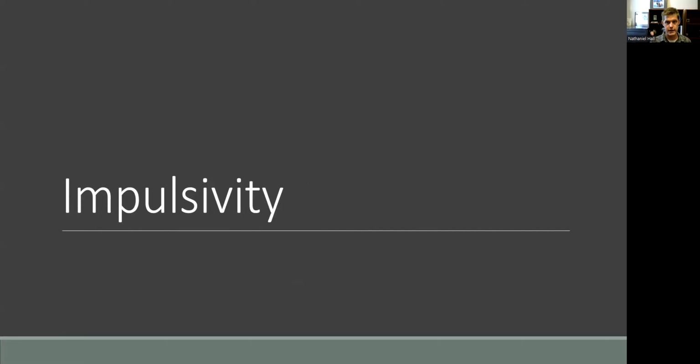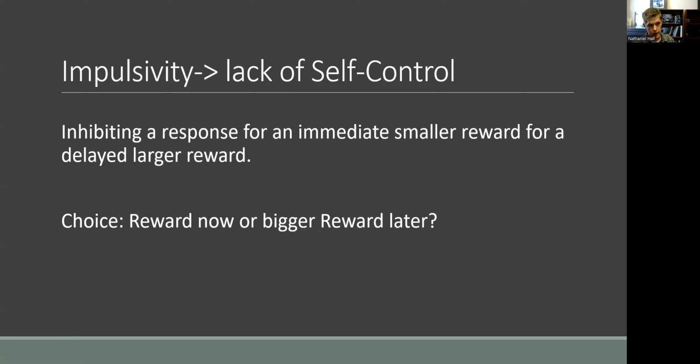Now I'm just going to swing straight on into impulsivity. So impulsivity basically is the lack of self-control. So what is that still? How do we define this behaviorally, like one of our objectives? I'm going to say this is the inhibition, or inhibiting a response, for an immediate smaller reward for a larger delayed reward. So your choice becomes reward now or bigger reward later. If you can choose bigger reward later, then that is exhibiting self-control or lower impulsivity, and choosing the immediate smaller reward now and foregoing that larger later reward would be an impulsive choice.